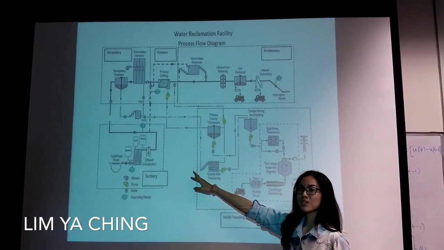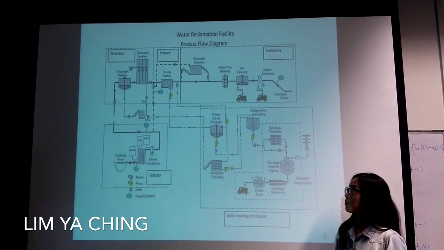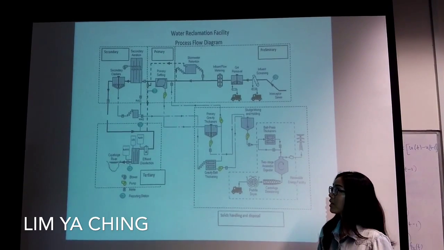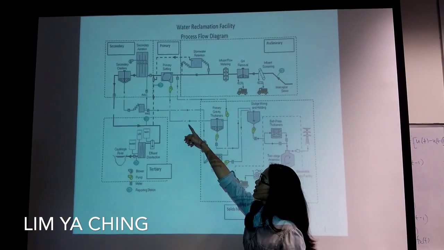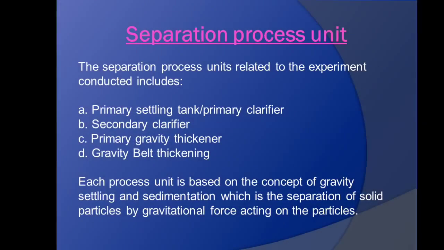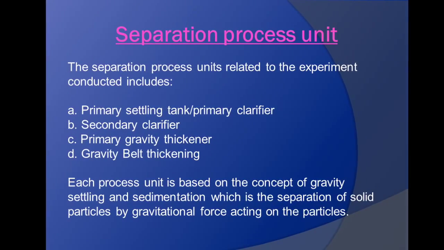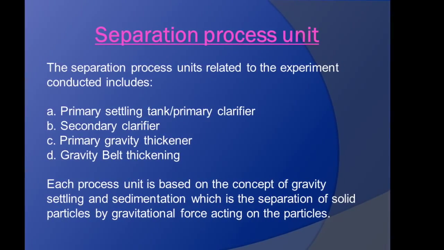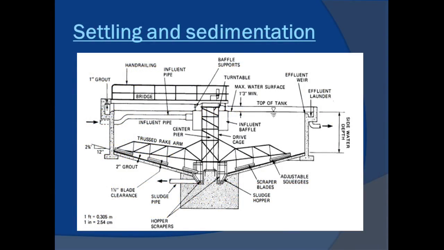Process flow diagram shown here. There are a variety of equipments that are required in the process of wastewater treatment. But for today, we'll be focusing more on the equipments that are related to the experiment that we have conducted. These equipments include the primary settling, secondary clarifier, primary gravity thickening, and gravity belt thickening. How are these equipments related to our experiment? All of these equipments are based on the concept of settling and sedimentation. The figure here shows one of the common types of sedimentation basin, known as the circular sedimentation tank. And the function of each part of the sedimentation tank is further explained in the report.